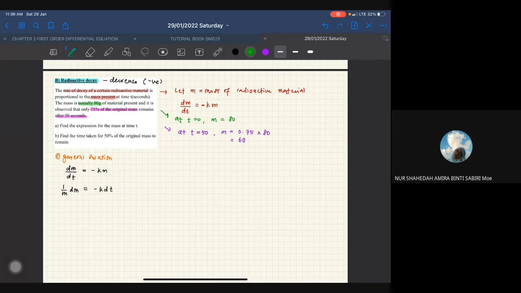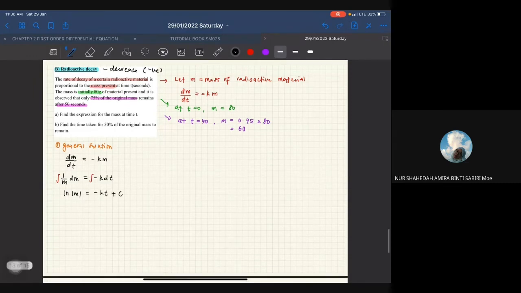Okay, so now let's put integral sign kat dua-dua belah. Okay, so awak akan dapat ln m on the left hand side, and then on the right hand side you will get negative kt. Don't forget to plus c sebab general solution. Okay, so from here we just want m to be our subject. Ni sahaja yang kita nak.